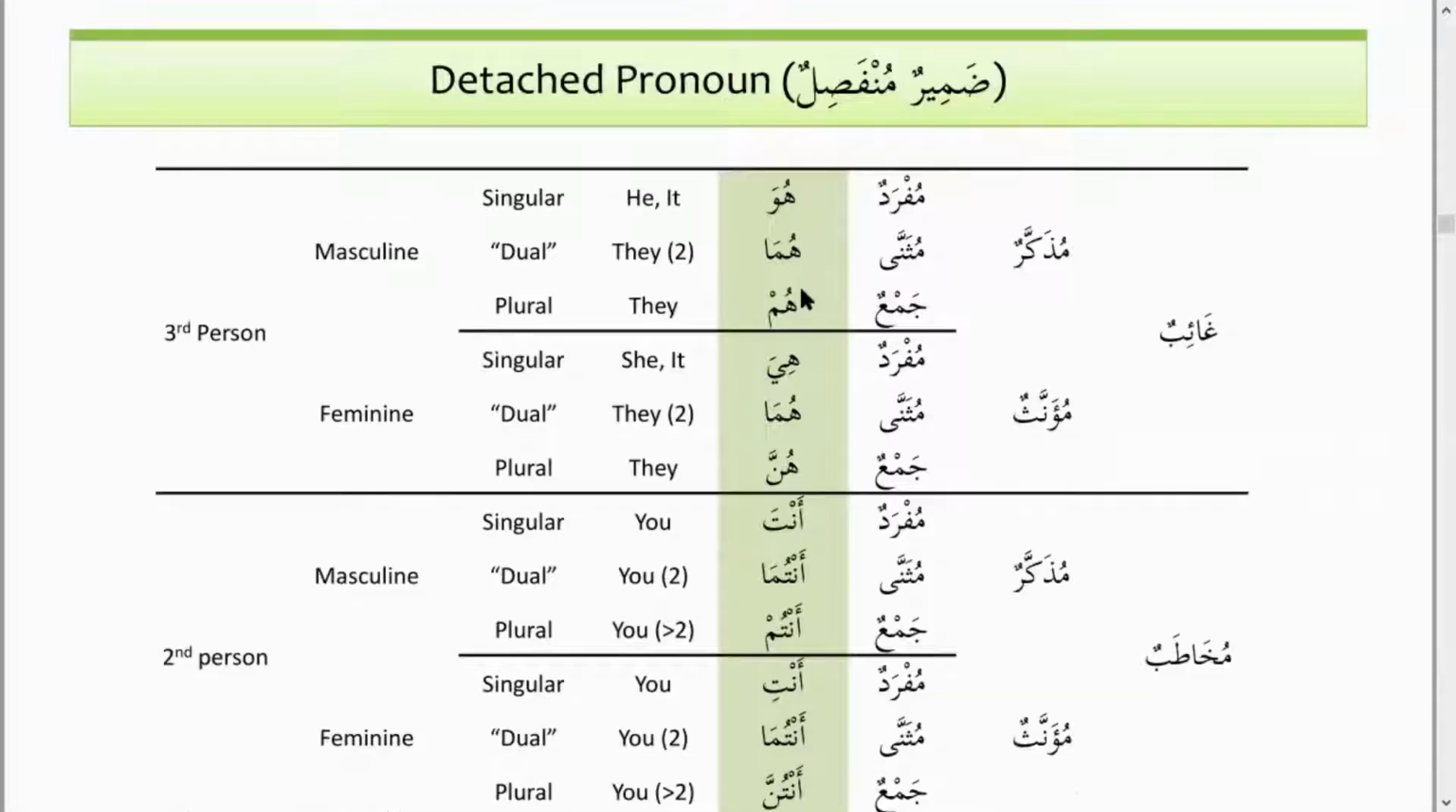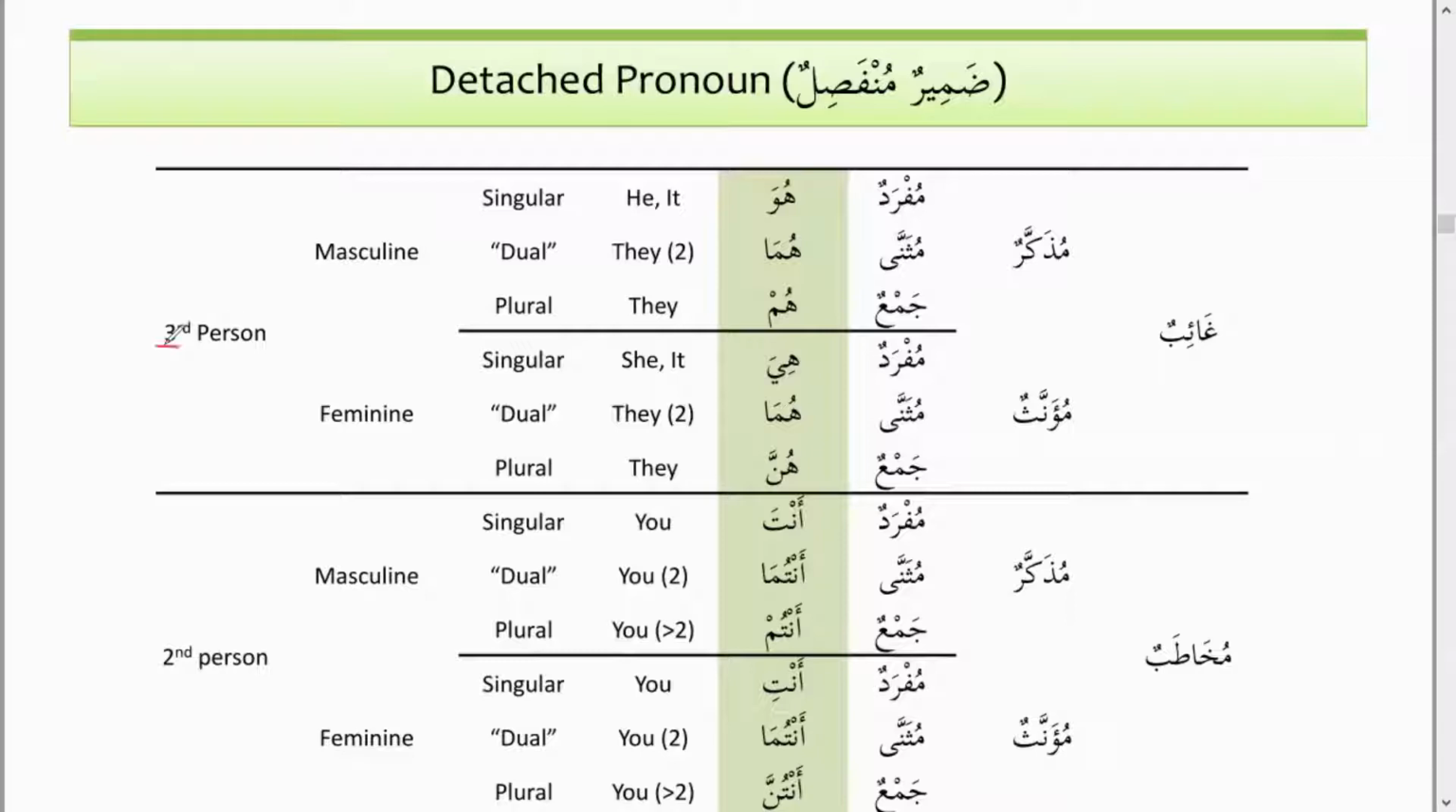The third person is all about 6. Huwa, huma, hum, hiya, huma, hunna. Look at this. Huma is both same, right? Dual. We understand from the context that it's both male or both female or mixed. It could be one male or one female, anything. But it's dual. So this is same. So you just have to memorize huwa and hum, hiya and hunna. But to get into a sequence, huwa, huma, hum, hiya, huma, hunna.